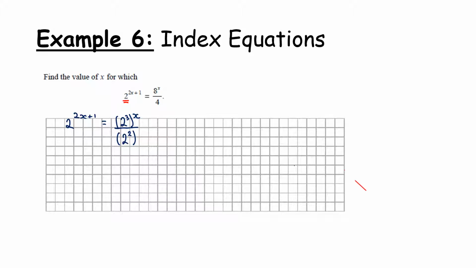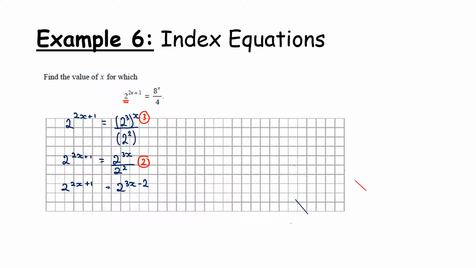So the next thing I'm going to do is for this top part here, I'm going to work with law 3, just that top line. So the left hand side stays 2x plus 1. Law 3 tells me if I have two powers, I multiply it. So I have 3 by x, I have 2 to the power of 3x, all over 2 to the power of 2. I'm now going to use law 2, which says if I'm dividing two numbers, I subtract my powers. So I have 2x plus 1 is equal to 2 to the power of 3x minus 2.